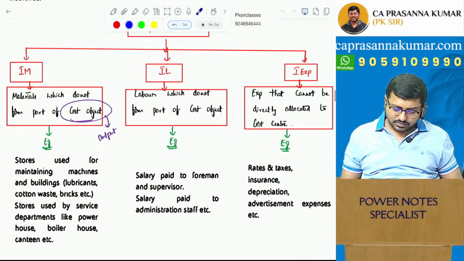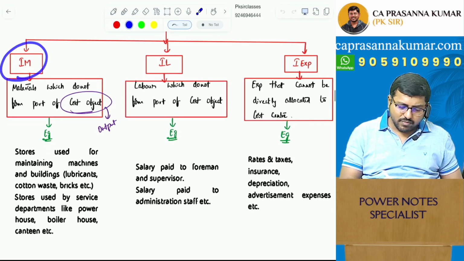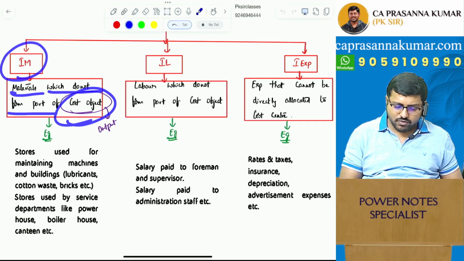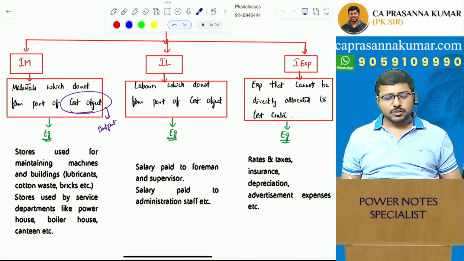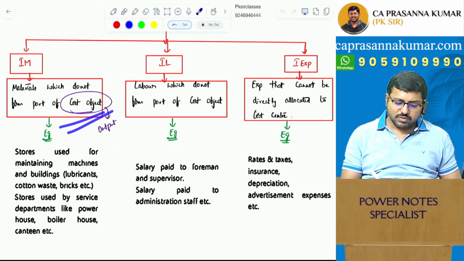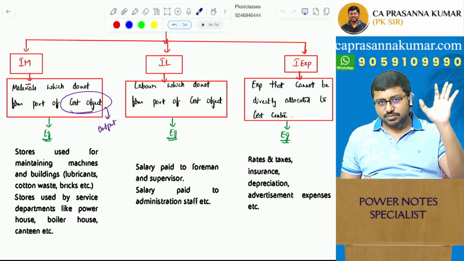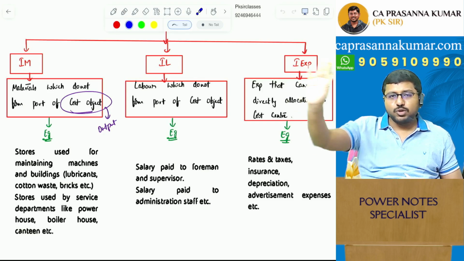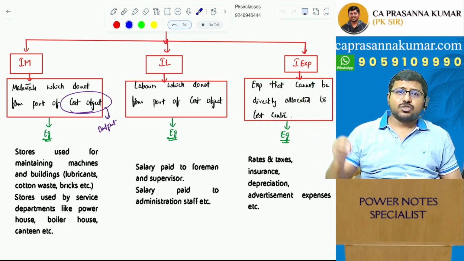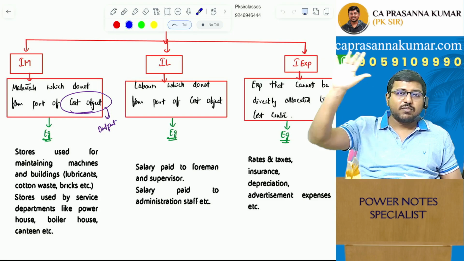Moving on. Now what is indirect material? Materials which do not form part of cost object. Cost object is nothing but output. See, you should know basics for this. Cost object means you want to find cost of something, that something is cost object. For example, I want to find cost of output, then output is my cost object. I want to find cost of a maintenance department, then maintenance department is my cost object.